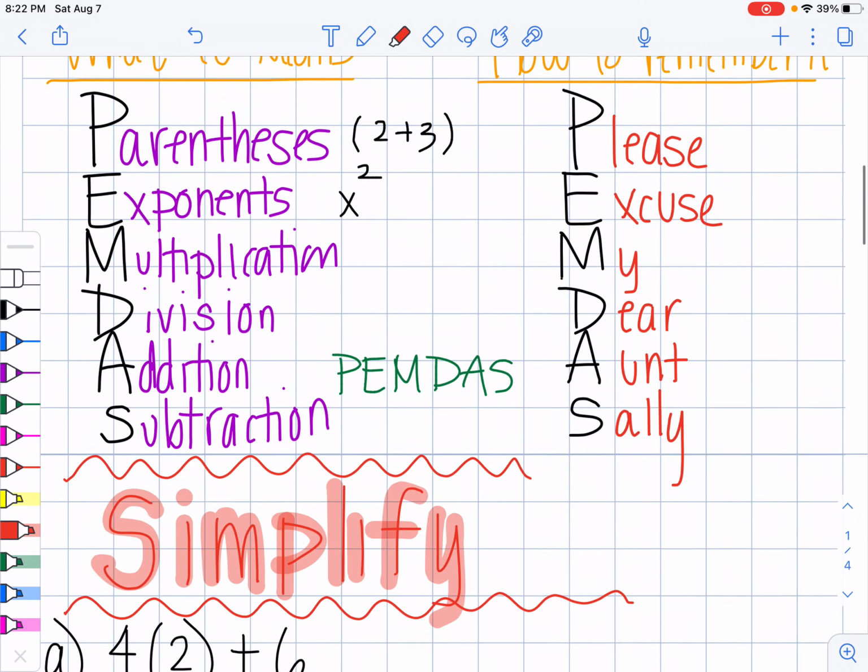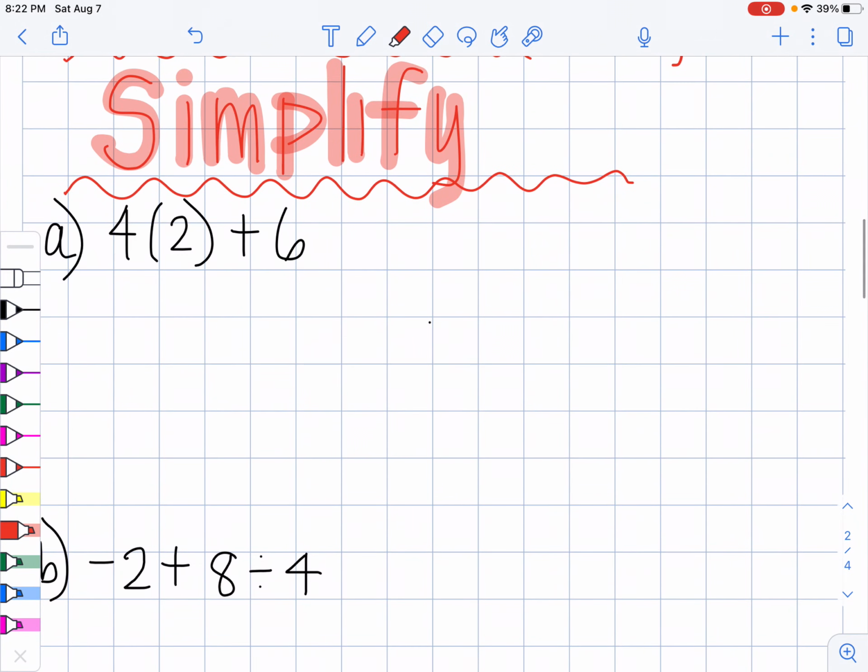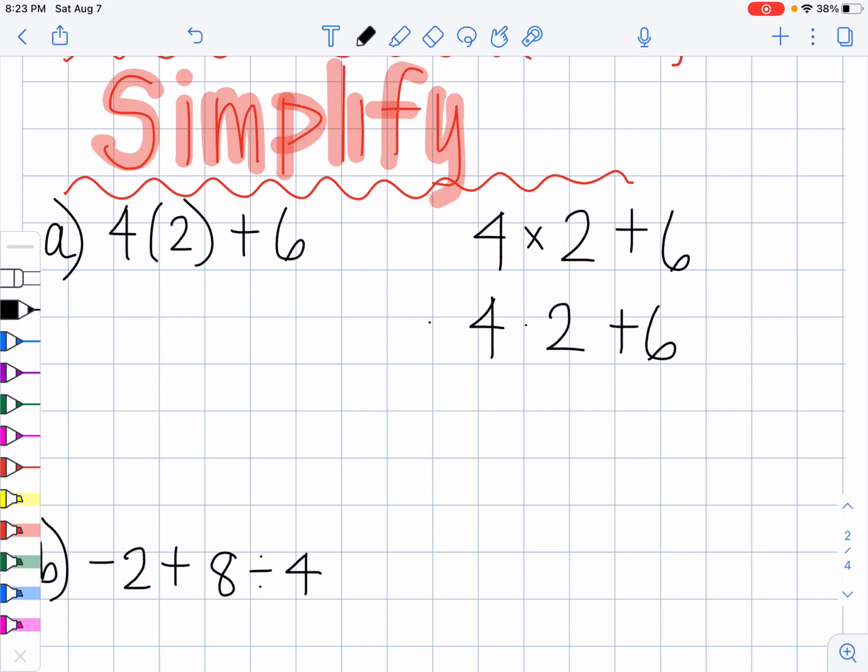Okay, so let's come down here and do some simplifying. The first problem says 4 times 2 plus 6. Now, some textbooks, you'll see write it out like this with an X. I don't like to use the X because later on, you might get that confused with the variable X. And so I like to just start off right away using parentheses, or you could also use a dot, 4 dot 2 plus 6. But I tend to use parentheses, so I am not going to use these methods. I'm going to write out my multiplication with parentheses.